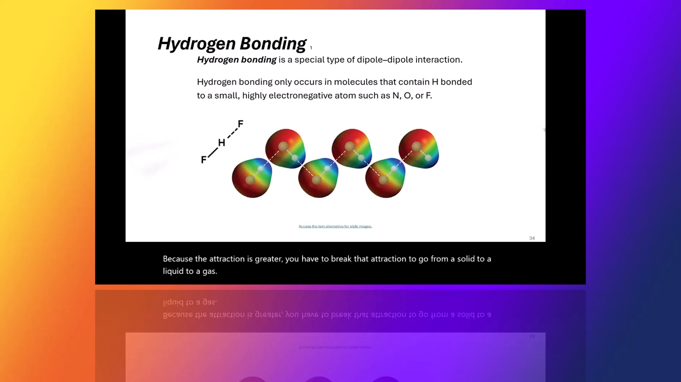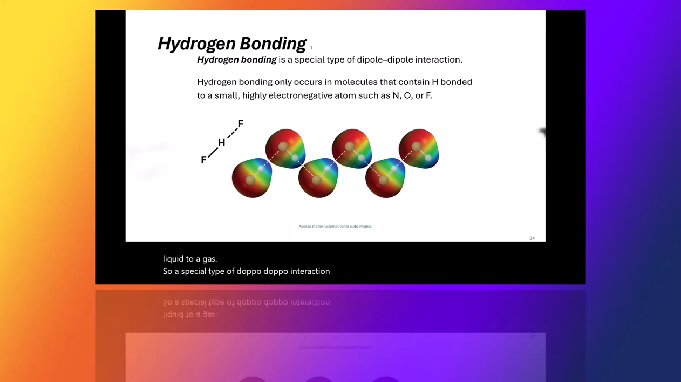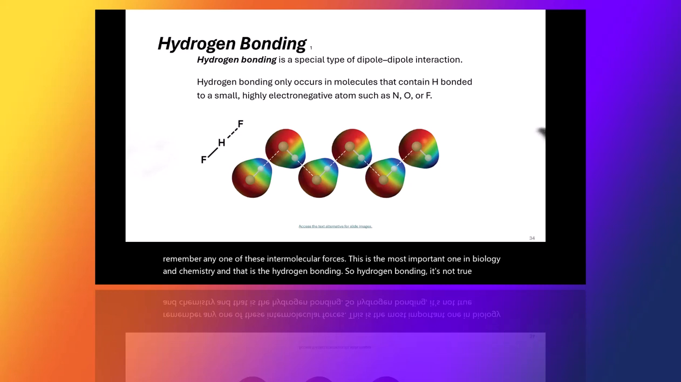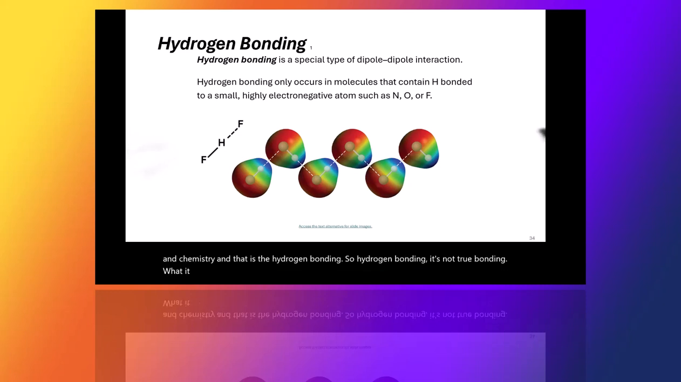So a special type of dipole-dipole interaction, this is really important. If you're going to remember any one of these intermolecular forces, this is the most important one in biology and chemistry, and that is hydrogen bonding. Hydrogen bonding, it's not true bonding. What it is, it's when hydrogen is bonded to one of 3 elements.